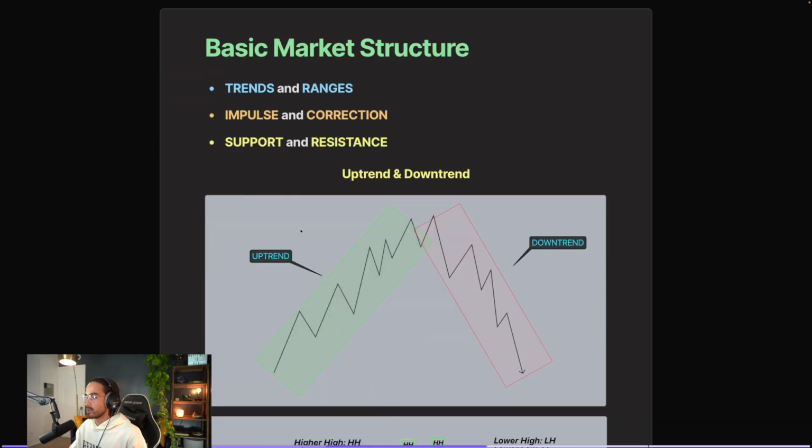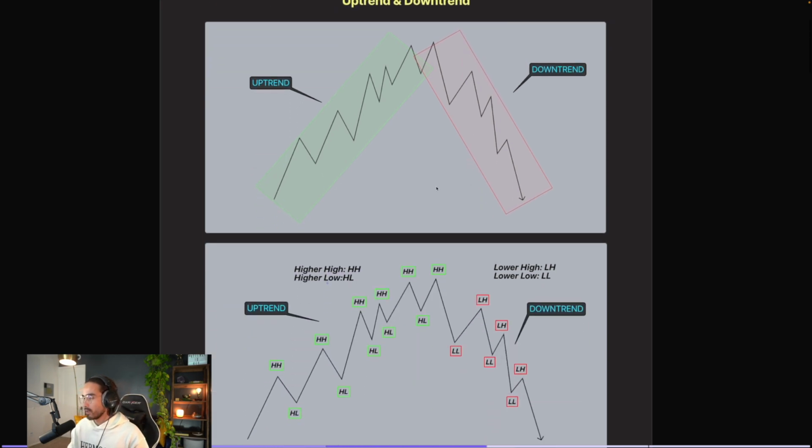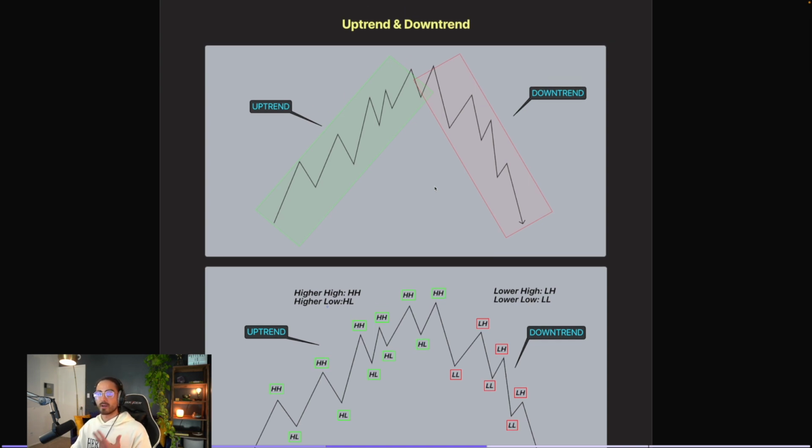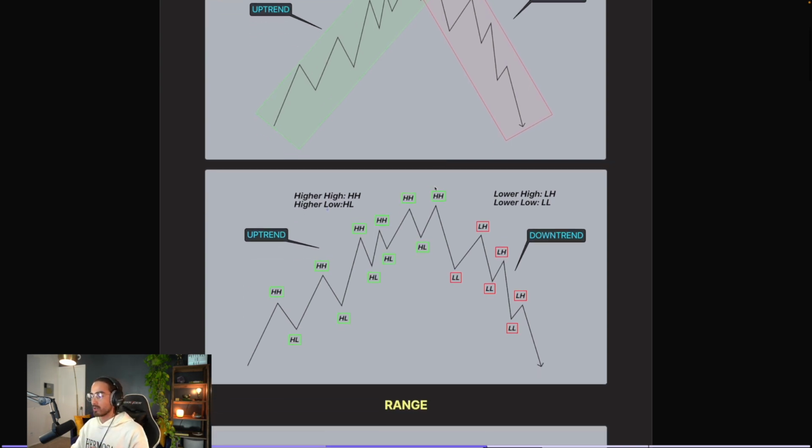All right, guys. So basic market structure, there's a few things that you want to consider. That's trends and ranges, impulse moves and correctional moves, support and resistance, and all of these things are going to tie together. So bear with me here. When it comes to trends, we have our uptrends and our downtrends. The uptrends are a pattern of higher highs and higher lows, and our downtrends are a pattern of lower lows and lower highs.